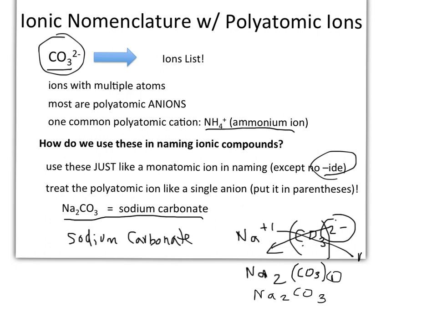Okay, so it's a very simple setup in terms of naming and formula writing. It's the same type of rules that we've been using with the regular monoatomic ions, but in this case, when we're going from formula to name, we do not add an IDE ending. It's just the name of the polyatomic ion. Okay, and when we're crossing down, it's good bookkeeping to utilize parentheses initially, and then if necessary, keep them, and if not necessary, like the example we see here, we go ahead and drop them.